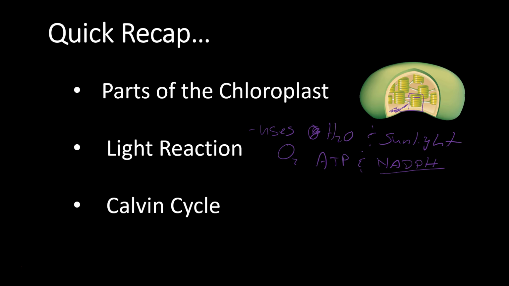Calvin cycle takes place in the stroma. It's going to use ATP and NADPH from the light reaction, and it's going to use carbon dioxide, and it's going to make glucose.